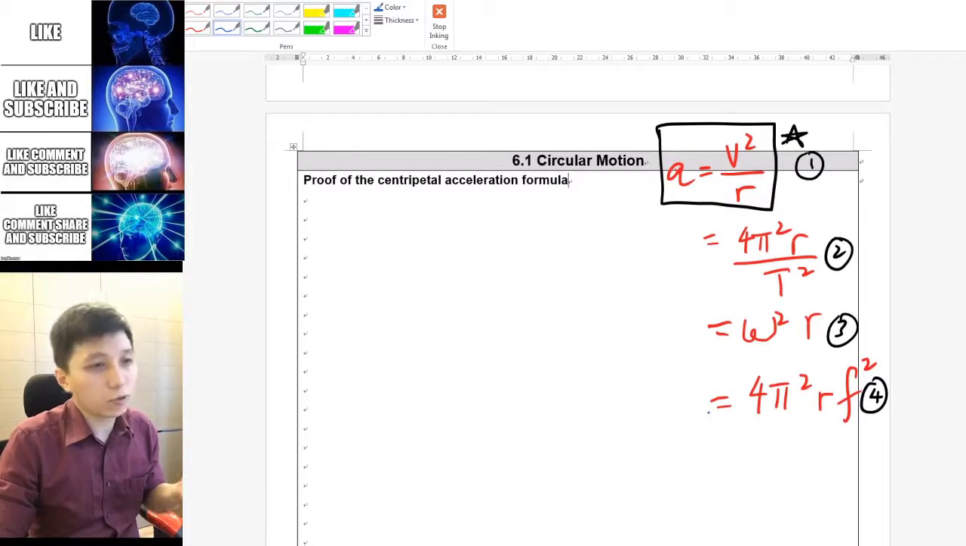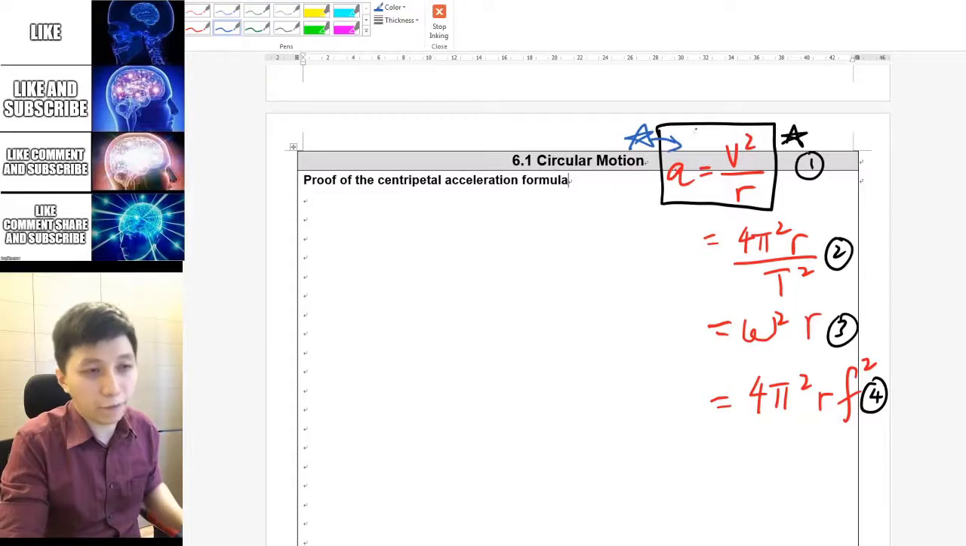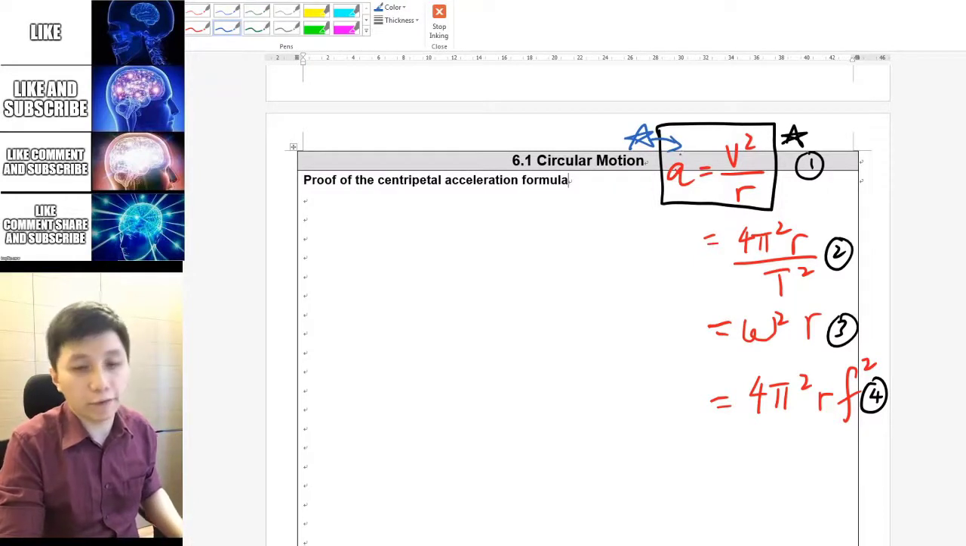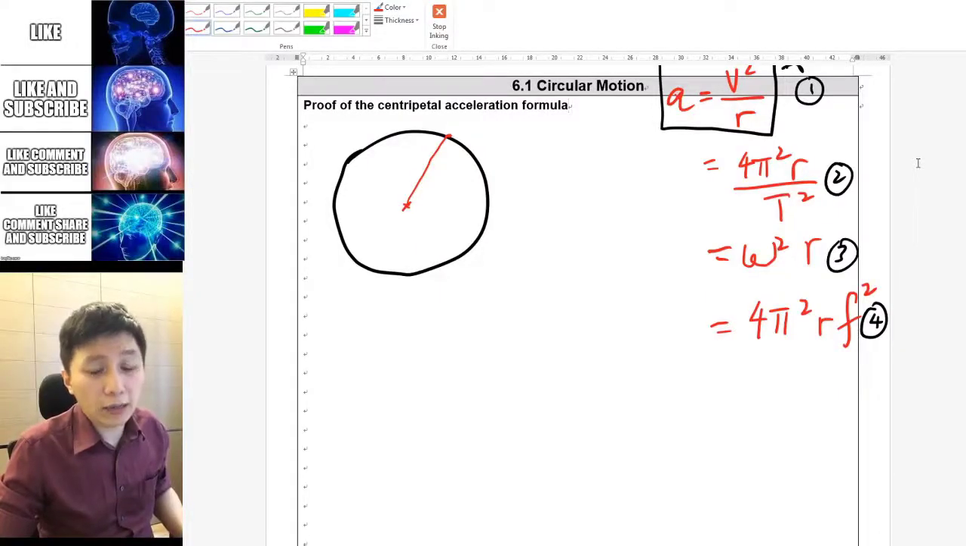You may now want to pause the video and try to prove again the first equation, a equals v squared over r. 2,000 years later. Alright, so let me show you how I would do it. If you try to Google it, you should be able to find at least 4 different approaches to do it, or even more. So I'll show you the simplest one first.